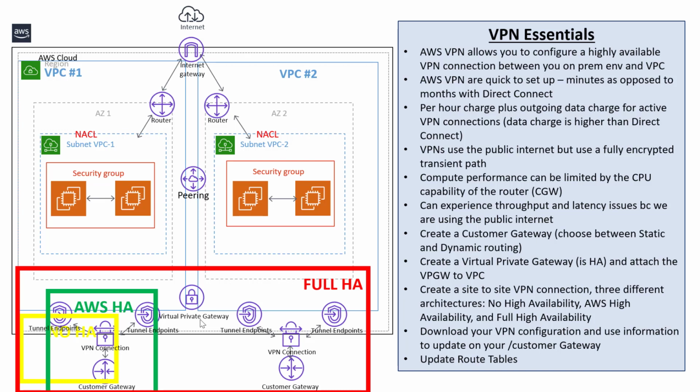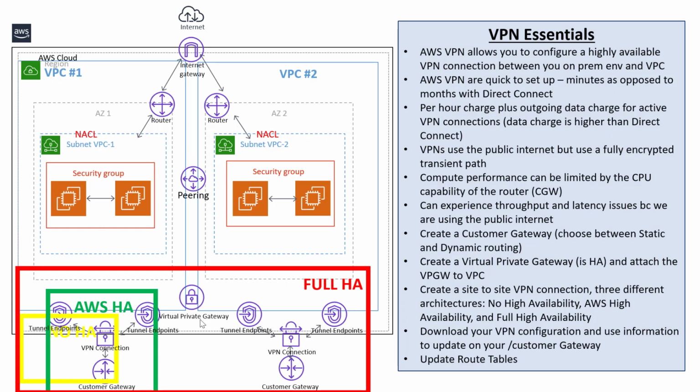The third step is to attach the virtual private gateway to your VPC. Virtual private gateways can only be attached to a single VPC. And please note that VPN connections occur between your customer gateway and the virtual private gateway, which is the endpoint for your VPN connection.